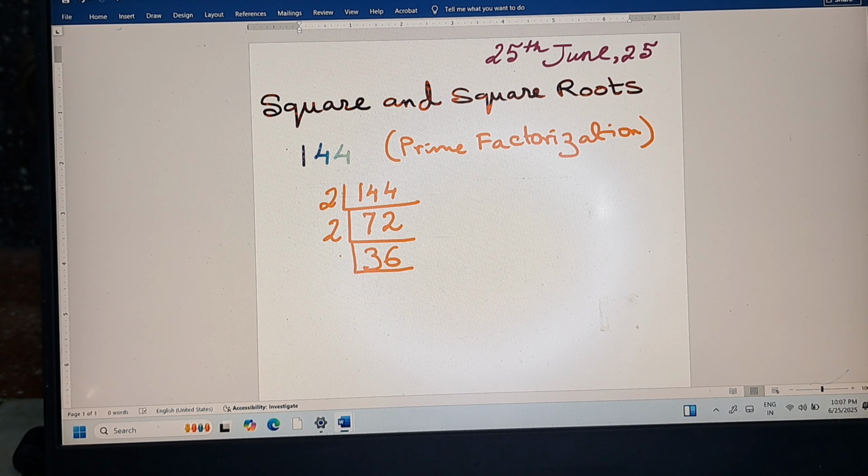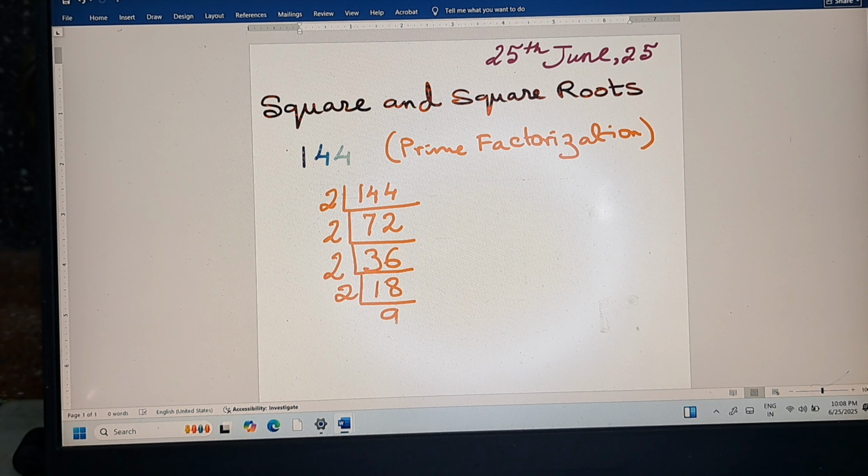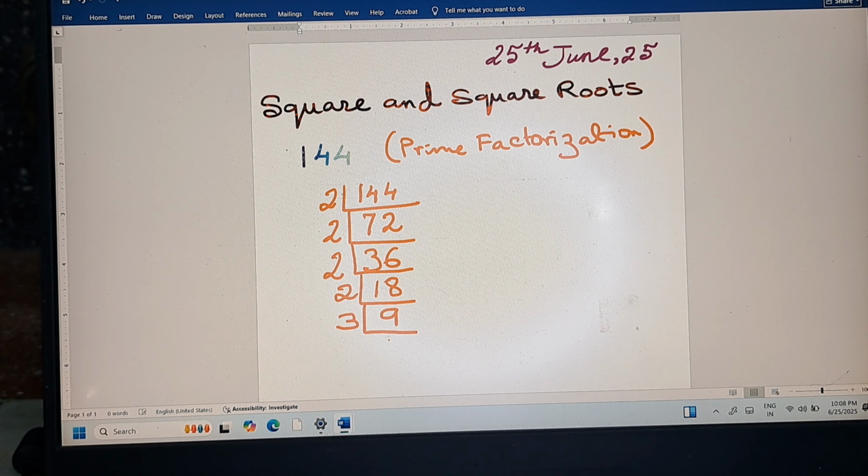Again we can see in the ones place the number is 6, which is an even number. So again we can divide by 2. Half of 36 is 18. Again we can divide by 2. So it is 9. Now 9 is an odd number, so we cannot divide by 2. Now we have to move on to 3. So 3 3s are 9 and 3 1s are 3.